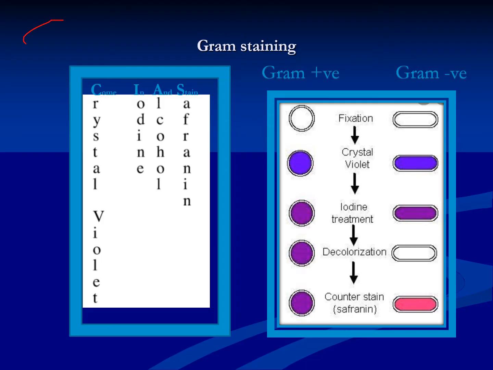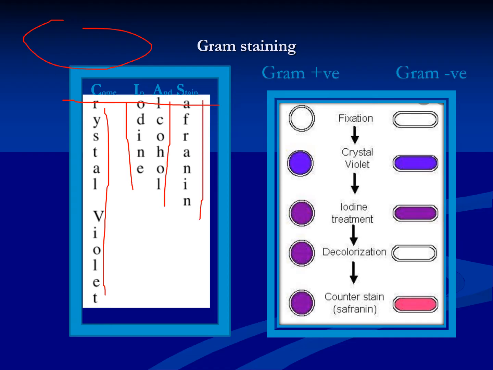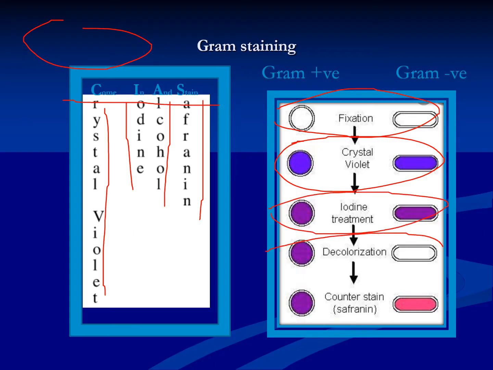Now, how do we do gram staining? Remember the mnemonic? Come in and stain. We use the crystal violet stain first, then the iodine treatment, then the alcohol treatment, and then stain with the safranin. So all the bacteria are here. First of all, the crystal violet, so they all turn into violet color. Then the iodine treatment, then the decolorization with the alcohol, and then the counter stain with the safranin.